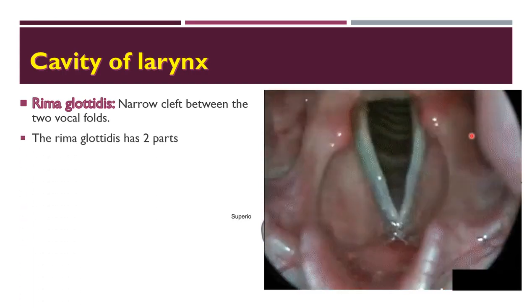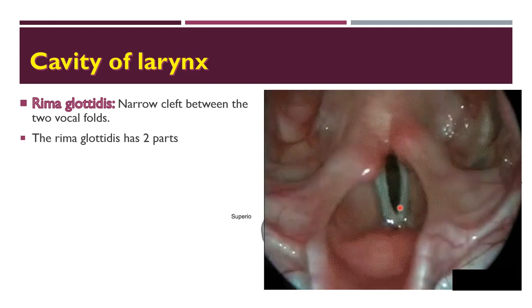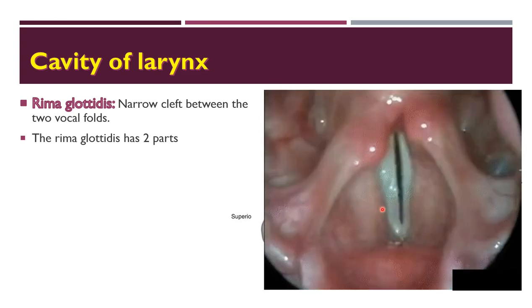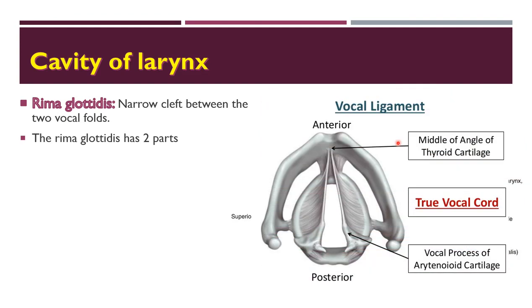So the Rima, if you look at it, the space itself has two parts. It has an intermembranous part, because this is actually the thickening of the membrane. The vocal ligament is a thickening of the membrane, that is the cricovocal membrane.